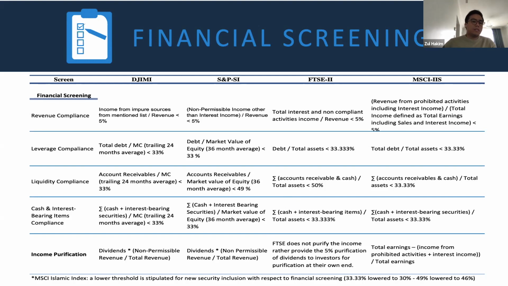Okay, this is a very brief overview of how the Sharia screening process is done. Firstly, they start with sector screening, then they go through the financial screening, and lastly, they go to income purification.